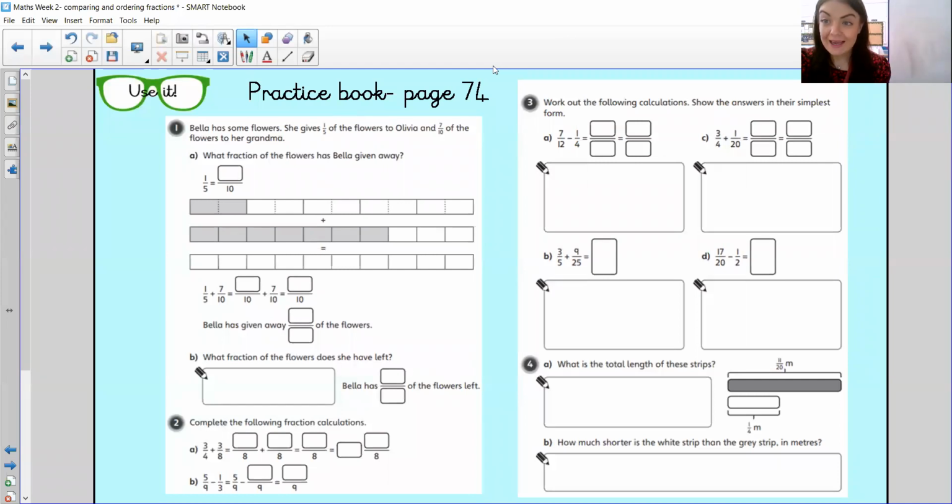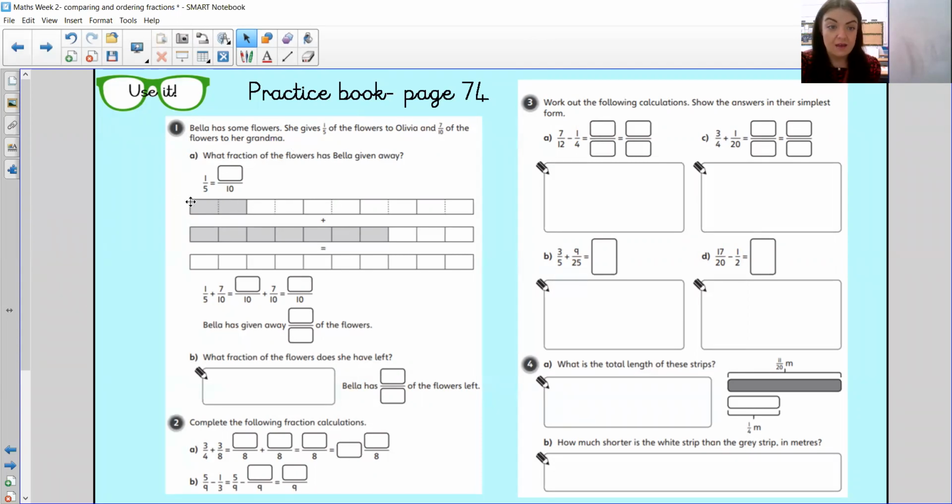So we're going back into our Power Maths book. Power Maths Practice Book, page 74. You can see it's nothing different to what we've been doing, they just might have shown it in slightly different ways. So what fraction of the flowers has Bella given away? Here they've already given you the clue that you want to make equivalent fractions in tenths. You can see they've used a diagram to help you.